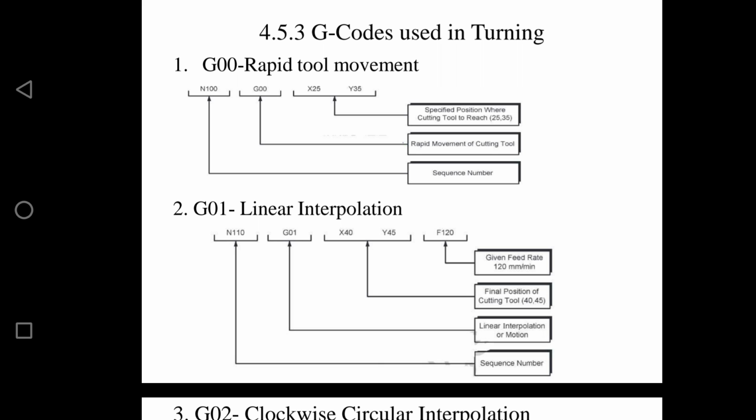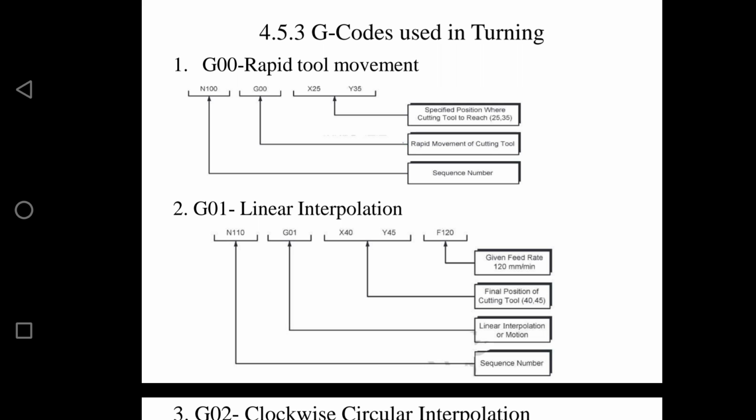The next code is G01, which indicates the linear interpolation. What is linear interpolation? In a simple sense, it is the cutting of the material.